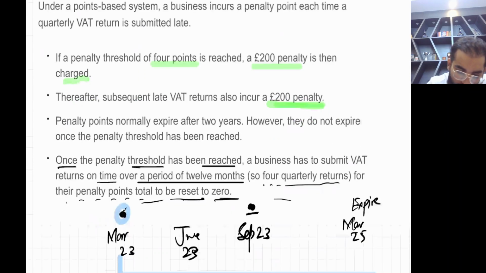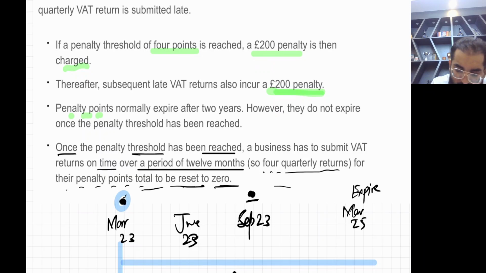Now penalty points normally expire after 2 years. Easy point, don't worry about it, I'll explain you. However, they do not expire once the penalty threshold, meaning 4 points, has been reached. Now what's the explanation?